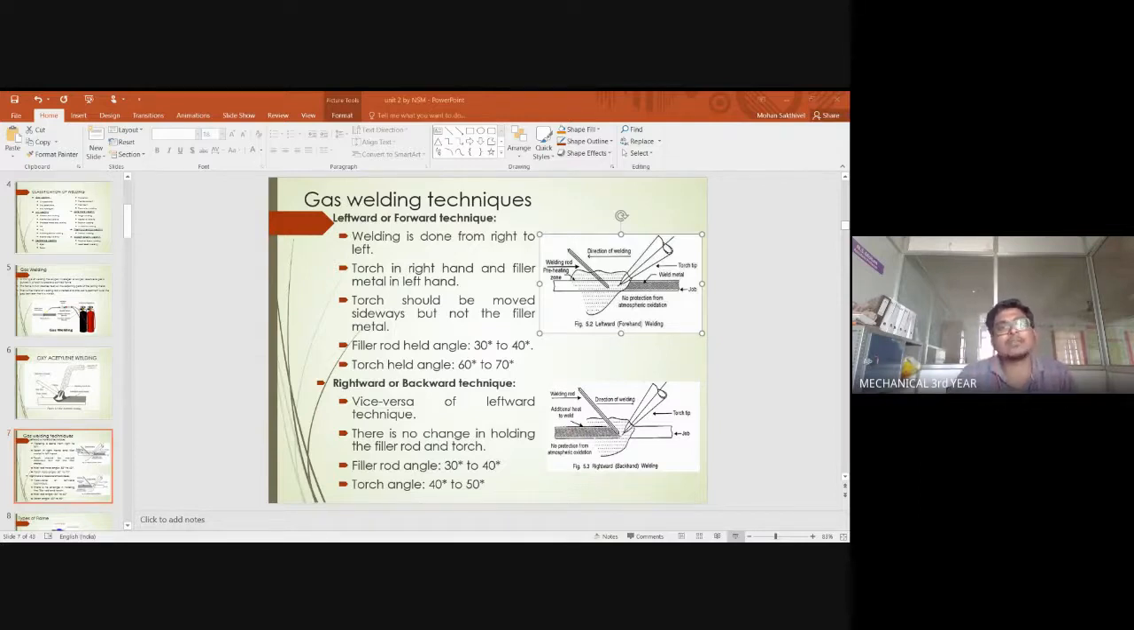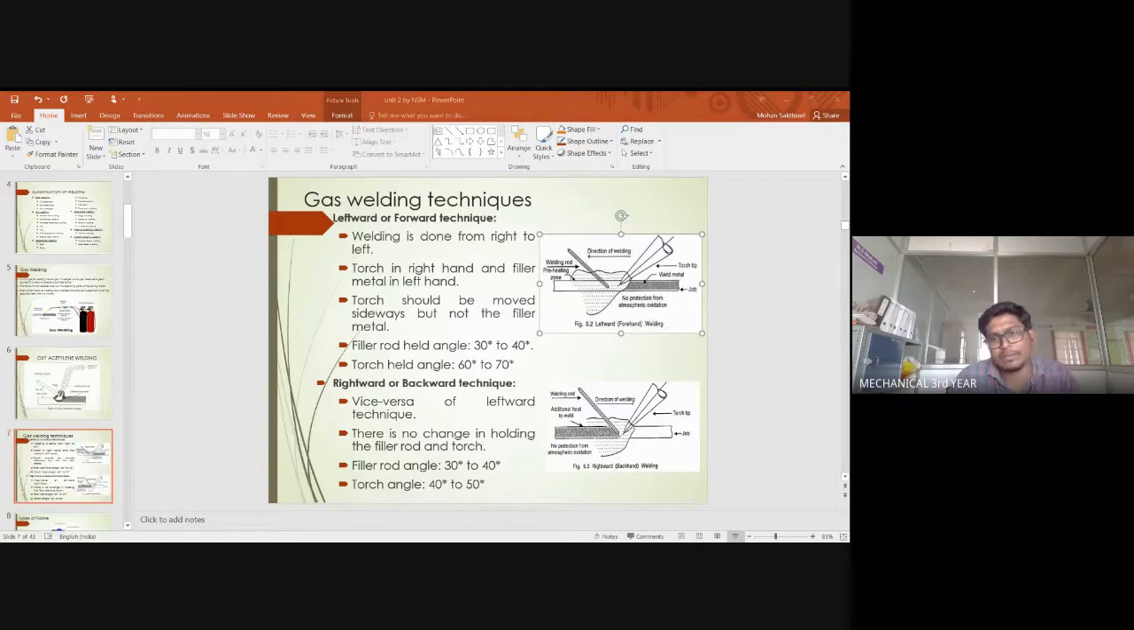Welding is done from right to left. You can see the movement of the welding is from right to leftward. Then the torch is held in the right hand. So you have to hold your torch in your right hand and the filler metal in the left hand. The torch should be moved sideways but not the filler metal. Only the torch should have the axial movement, whereas your filler metal should be held in a rigid manner. The filler metal should not be moved. Only the torch has to be moved on either side in the axial direction.